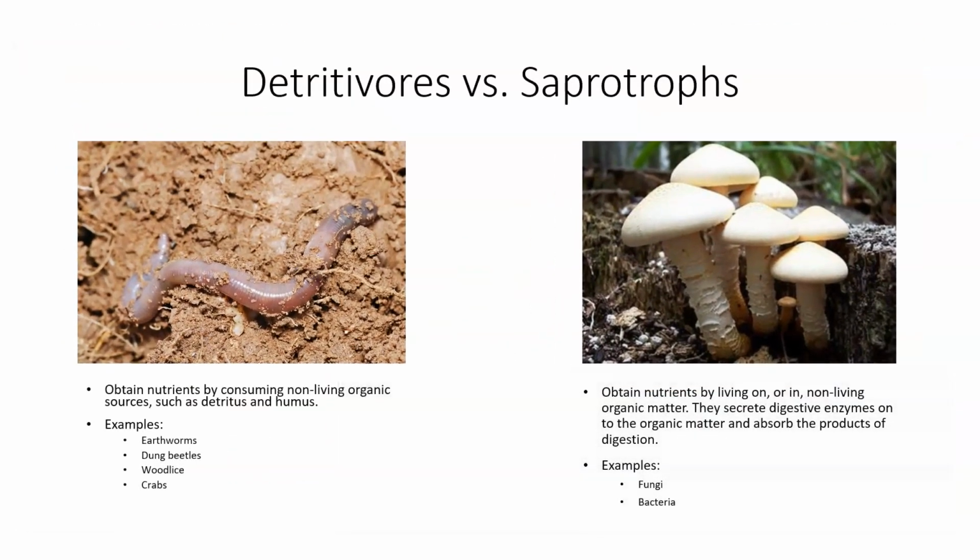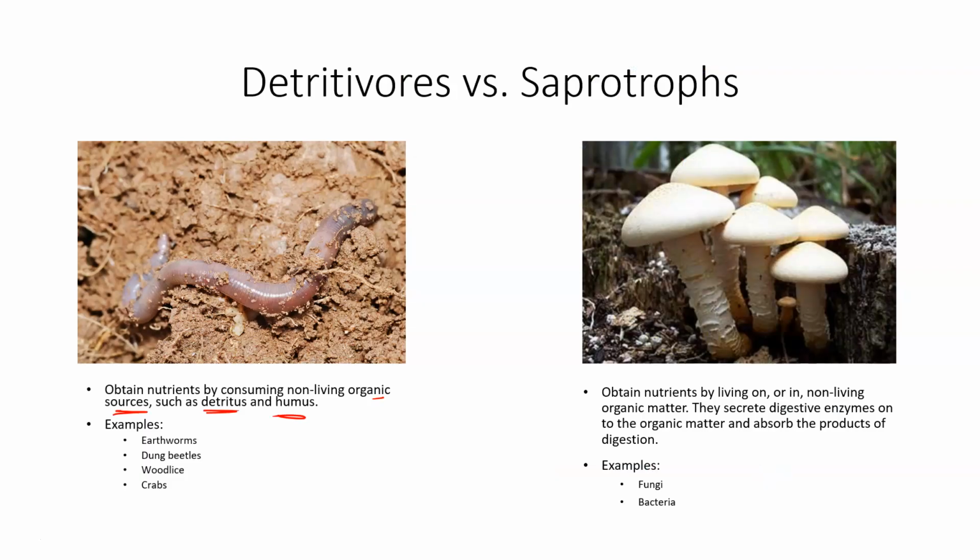The two that we need to talk about and specify are the detritivores versus the saprotrophs, because a lot of these are very similar in their behavior. Obviously, one is motile, like the earthworms, and one is not. But detritivores, like these earthworms, obtain nutrients by consuming non-living organic sources, such as detritus and humus. Detritus and humus are basically nutrient-rich, decaying plant and animal matter, which makes almost like compost a very nutrient-rich topsoil. These are things like earthworms, dung beetles, woodlice, crabs. All of those are going to be consuming inorganic and organic substances from soil.